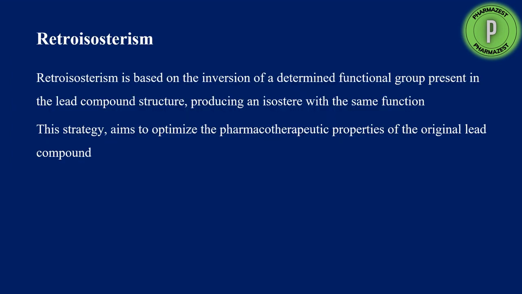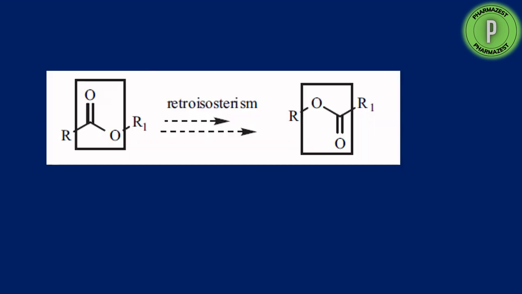Next is retroisosterism. Retroisosterism is based on the inversion of a determined functional group present in the lead compound structure, producing an isostere with the same function. This strategy aims to optimize the pharmacotherapeutic properties of the original lead compound. So what happens in retroisosterism is the inversion of the functional group takes place. For example, you can see here.